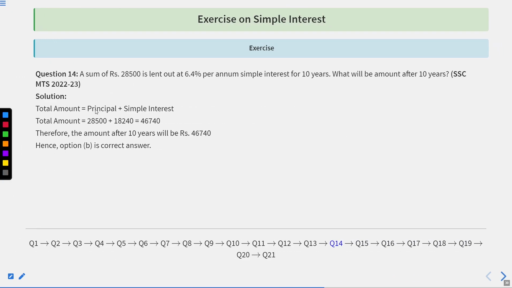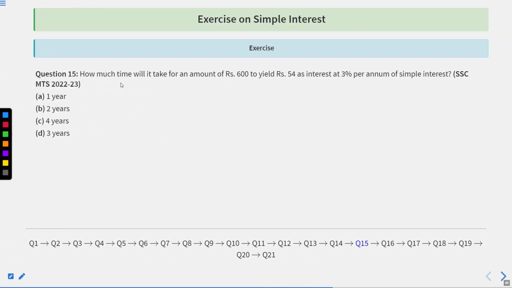So the total amount is principal plus simple interest. So the principal was 28,500 and the simple interest was 18,240, which is equal to 46,740. Therefore the amount after 10 years will be 46,740. That is option B.